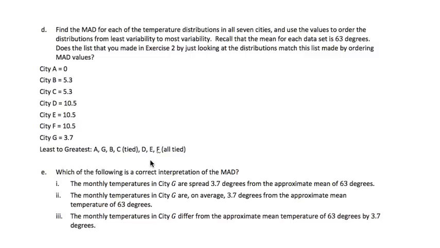So which is the correct interpretation of the mean absolute deviation? The monthly temperatures in city G are spread 3.7 degrees from the approximate mean of 63 degrees. The monthly temperatures in city G are, on average, 3.7 degrees from the approximate mean temperature of 63 degrees. Or the monthly temperatures in city G differ from the approximate mean temperature of 63 degrees by 3.7 degrees.